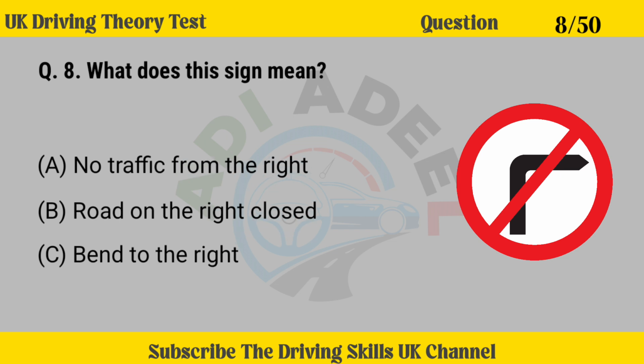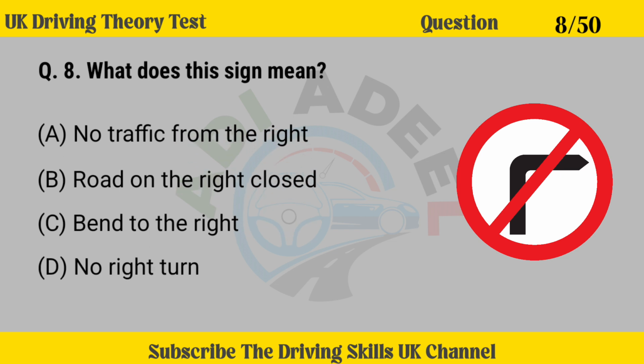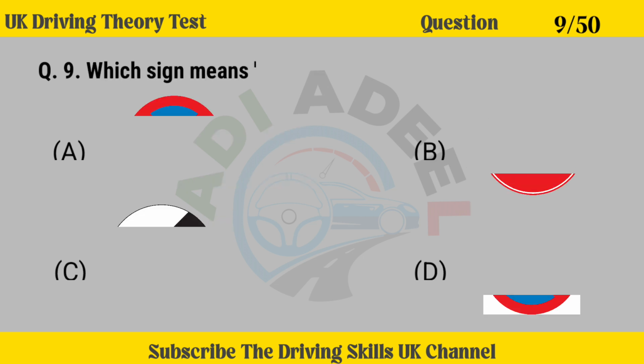Question 8. What does this sign mean? A. No traffic from the right. B. Road on the right closed. C. Bend to the right. D. No right turn. The right answer is D. No right turn.